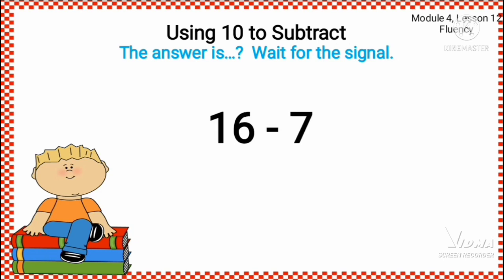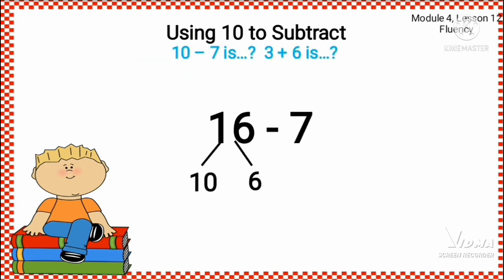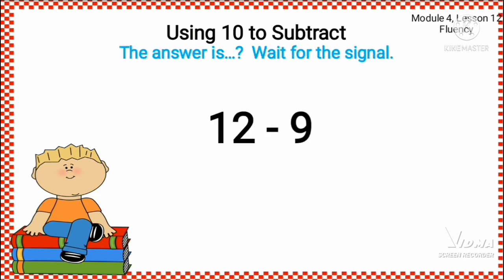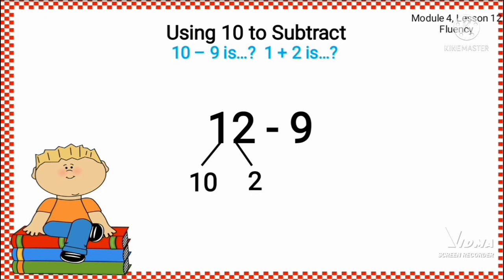16 minus 7, what's your answer? Alright, 16 is the same as 10 and 6, and 10 minus 7 is 3. 3 plus 6, 9. That means 16 minus 7 equals 9. 12 minus 9. What's your answer? 12 is 10 and 2, and 10 minus 9 is 1. 1 plus 2 is 3, so 12 minus 9 is 3.